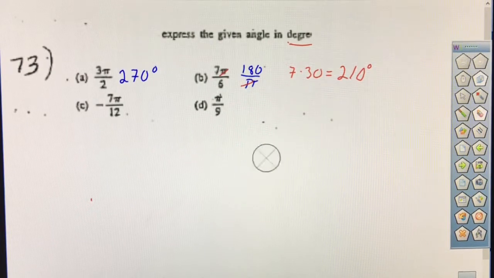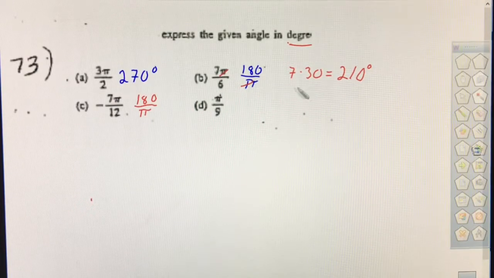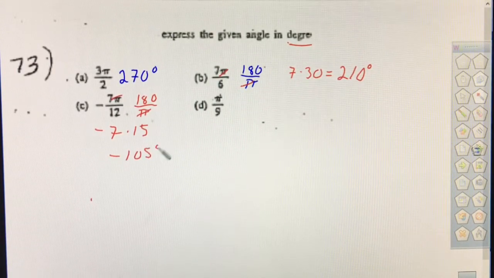My answer is going to be negative 7 pi over 12. Once again, I multiply it by 180 over pi. The pi's will simplify. Well, if 180 divided by 6 is 30, 180 divided by 12, I don't know. I might have to use the calculator on that one. 180 divided by 12 is going to give me 15. So that's going to be negative 7 times 15 because the pi's cancel out. 7 times 15 is 105. So my answer is going to be negative 105 degrees.